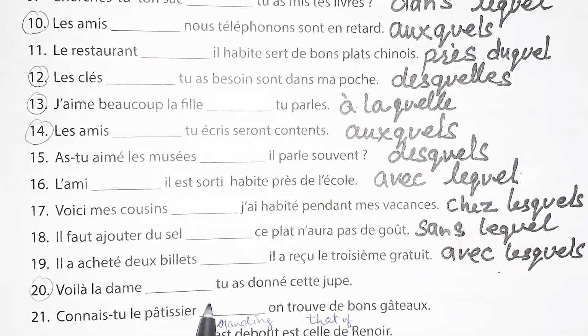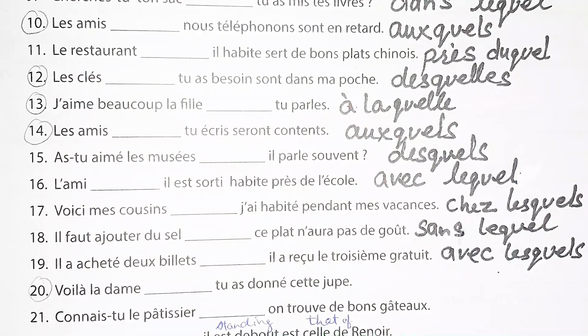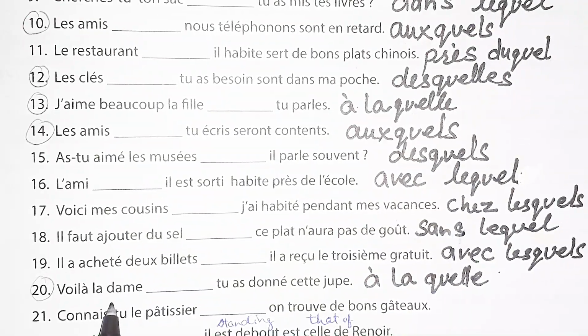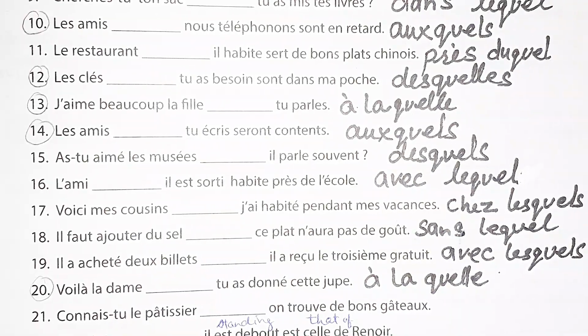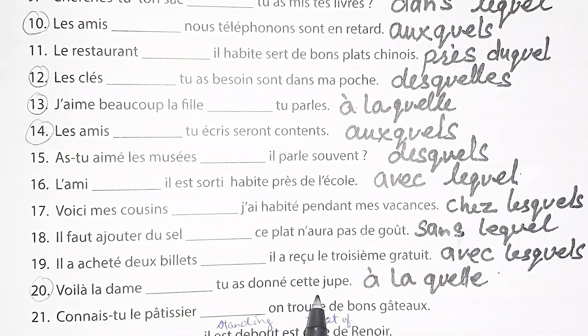Voilà la dame dash tu as donné cette jupe. That means this is the lady to whom you gave this skirt. Okay, for writing to whom, we'll write the preposition laquelle. We have used feminine case here because la dame is feminine. Okay. Voilà la dame à laquelle tu as donné cette jupe. That means this is the lady to whom you gave this skirt.